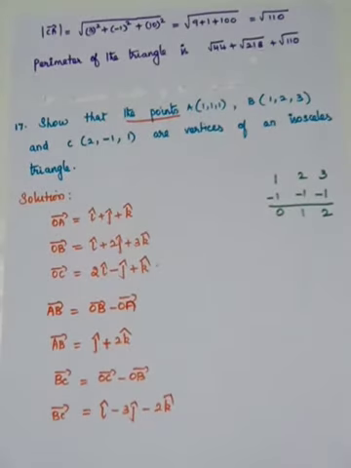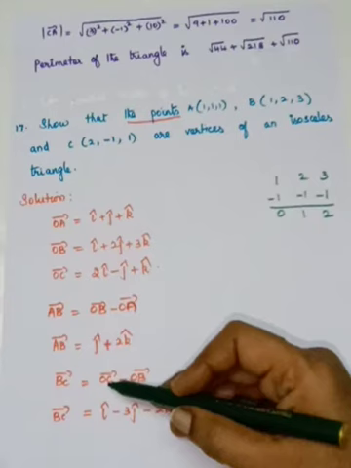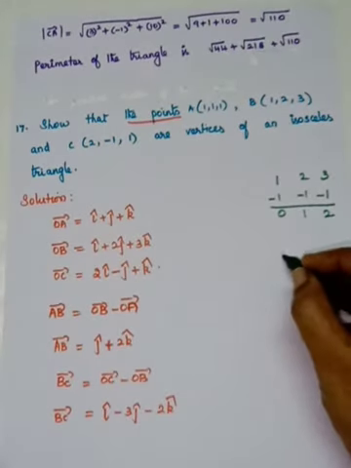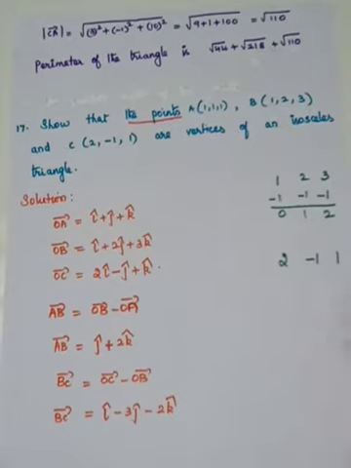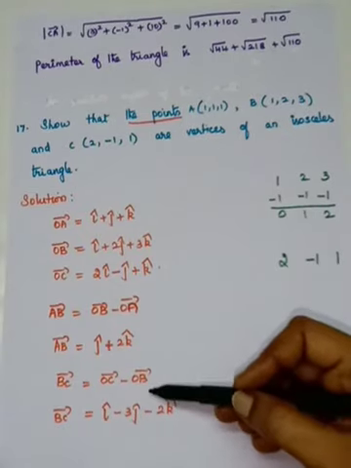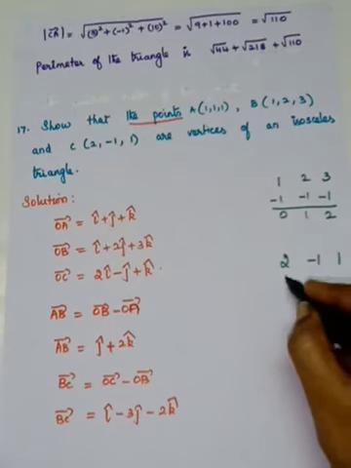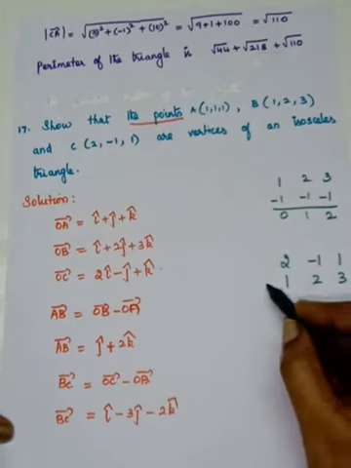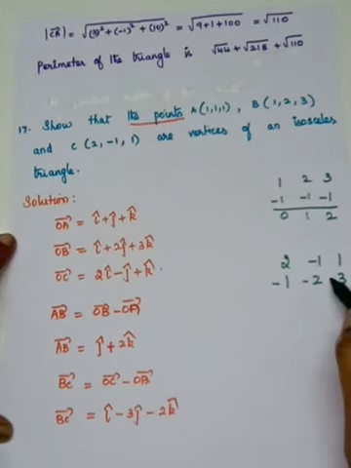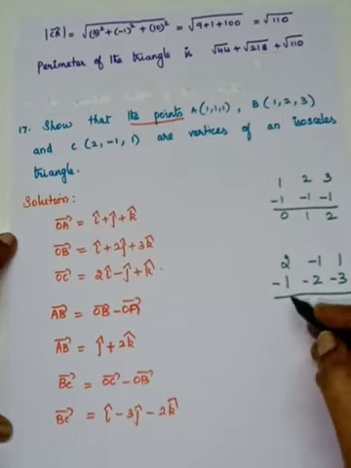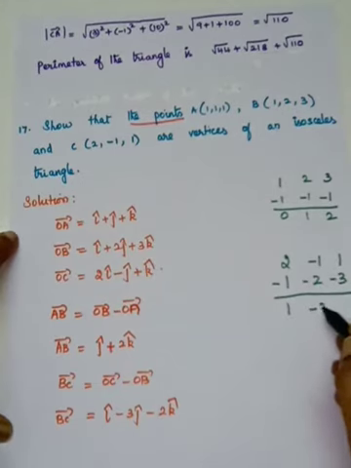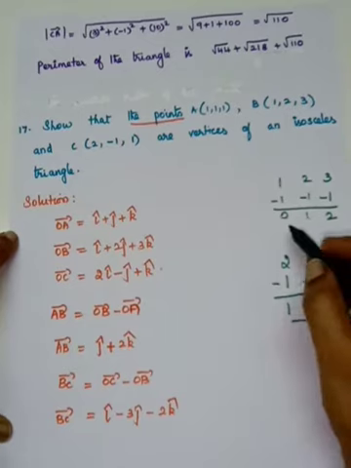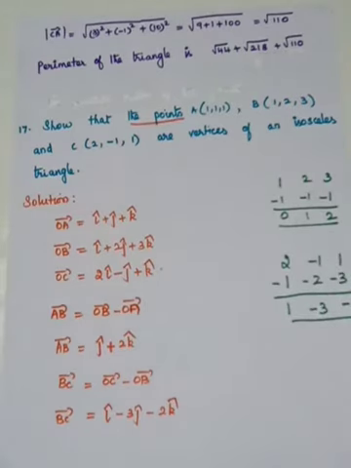And go for BC vector. How to find it? OC vector minus OB vector. First you write the coefficient of OC vector, that is 2, minus 1, 1. The coefficient of OB vector is 1, 2, 3. You have to subtract, in between the minus sign is there, so you have to change the sign of OB vector. So it will be 2 minus 1 is 1, here you will have minus 3, here you will have minus 2. Just the coefficients are written here, so you have to write it as a vector: i cap minus 3j cap minus 2k cap.